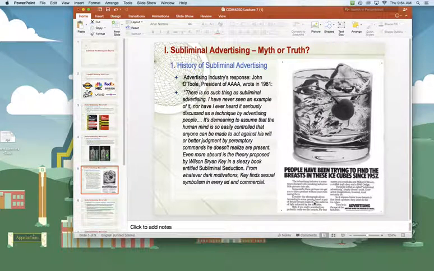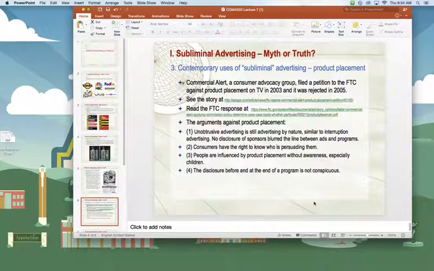But there are ways that we can slide advertisements into our everyday products, our everyday lives, that make for an interesting case study for, again, recall and retention. So we can see a couple of the laws here. A petition filed about product placement on TV in 2003 was rejected in 2005. And the arguments against product placement are that it is unobtrusive advertising, still advertising by nature, similar to interruptions in advertising.